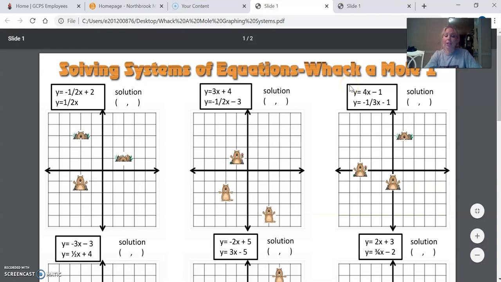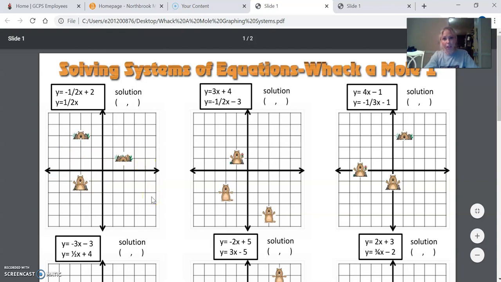For the opening, you are doing what's called a whack-a-mole systems of equations. So it's giving you 12 different equations that you are going to be graphing. If you can't print this, that's perfectly fine. You don't have to print it. You could essentially just use your own graph paper at home and then graph them.